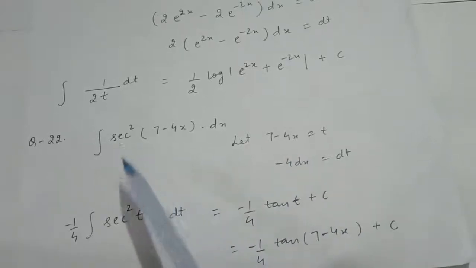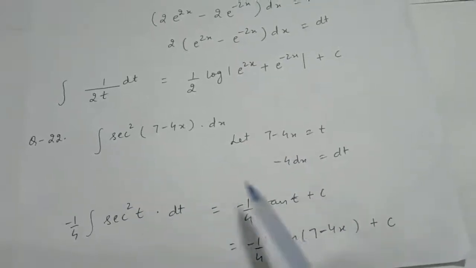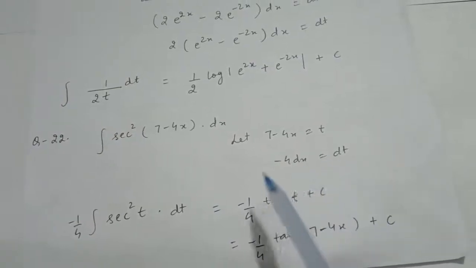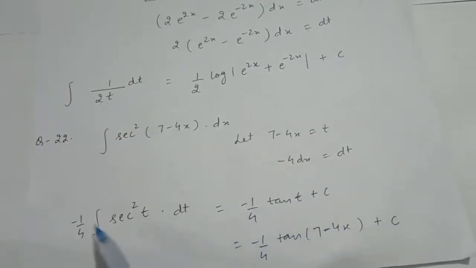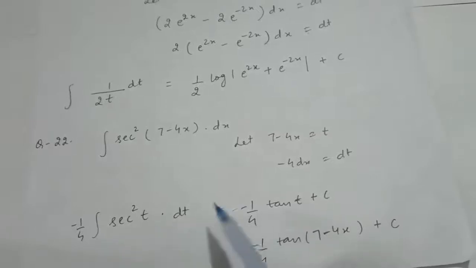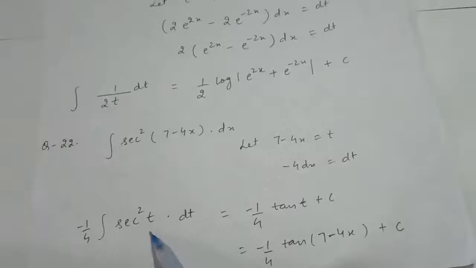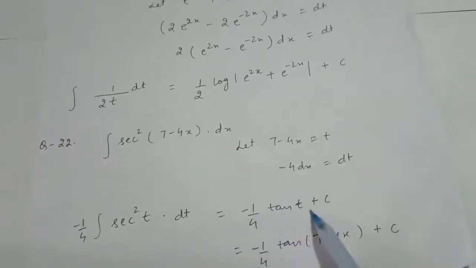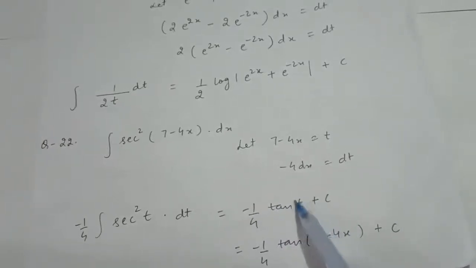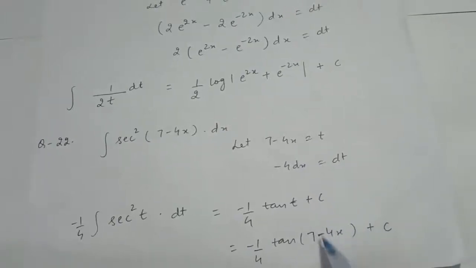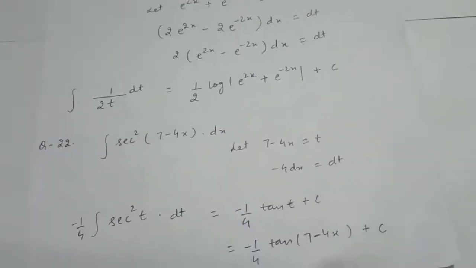Now the integral becomes sec² t, and in place of dx, dt upon minus 4. So this is equal to minus 1 by 4 times the integral of sec² t, which is tan t plus c. Now in place of t, put this value again, 7 − 4x. So this is the answer of this integral.